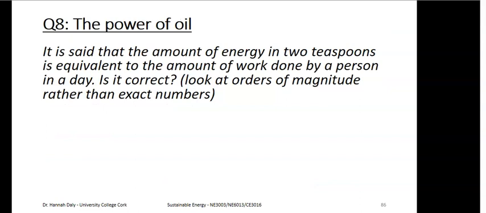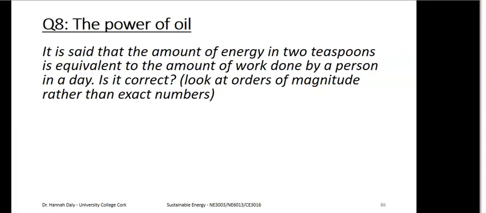The last question for today again is looking into this energy equivalence between oil and how much work a person can do. So it's said that the amount of energy in 2 teaspoons of oil is equivalent to the amount of work done by a person in a day. Can you imagine just 2 teaspoons of crude oil? So is that correct? We're looking here for really orders of magnitude, not exact numbers, you know, numbers of decimal places.